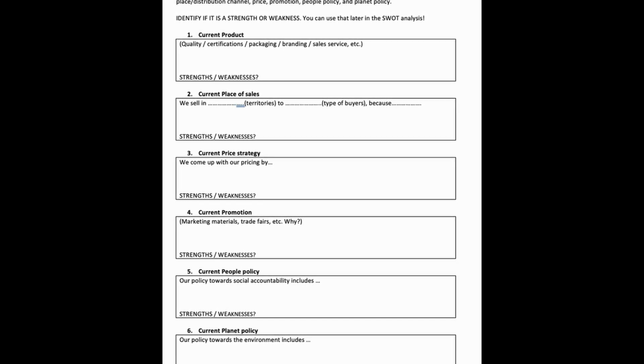Point 1.6 is the current marketing mix. There you'd look at what kind of products the company has, where they sell them, what kind of price strategy they have, what kind of promotion they do, what people policy they have, and also a policy toward the planet. And here, right away, it's a good idea to mention some strengths and weaknesses regarding these 6 aspects, because later you can use them very easily then in the SWOT analysis.